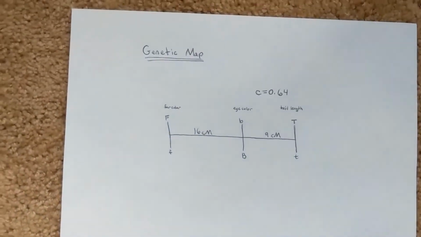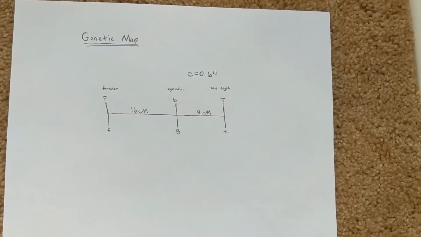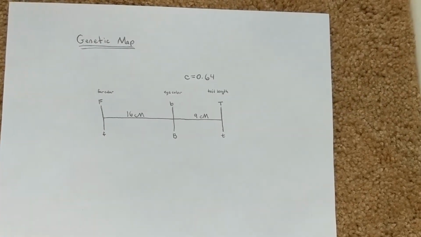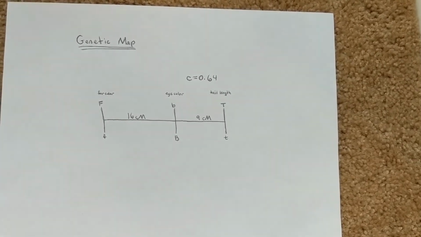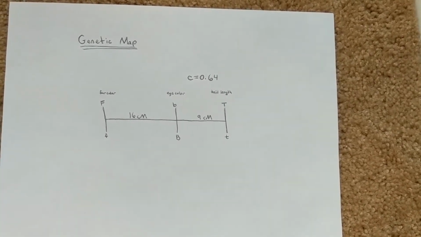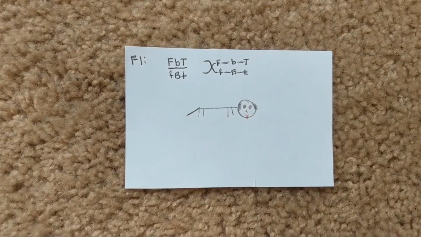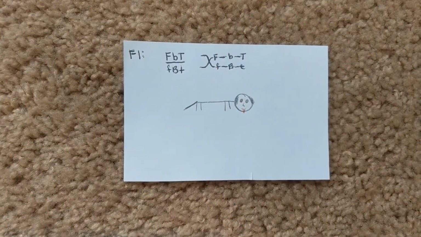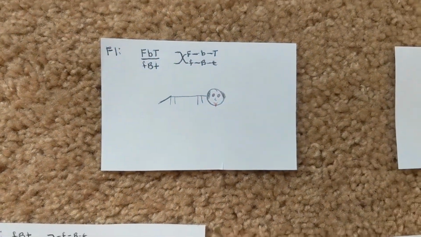The coefficient of coincidence value is 0.64. This genetic map shows that there is a distance of 16 centimorgans between fur color and eye color, and 9 centimorgans between eye color and tail length. If we look back at the parents, they're going to have an offspring that is heterozygous and has black fur, brown eyes, and a long tail.